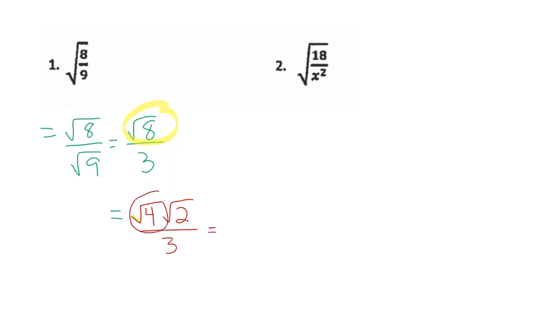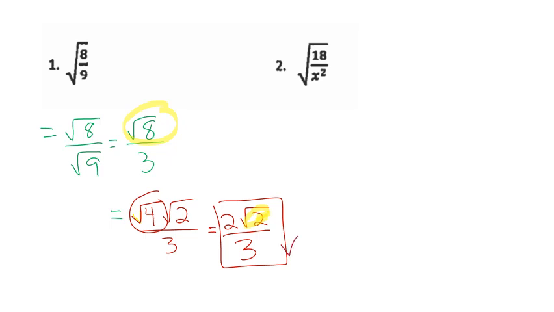And then the square root of 4 is 2. So that radical got evaluated, so it went away. So we have 2 radical 2 over 3. And then we always want to make sure we look at, if I cover up that radical, can I simplify 2/3? I can't, so this is my final answer.